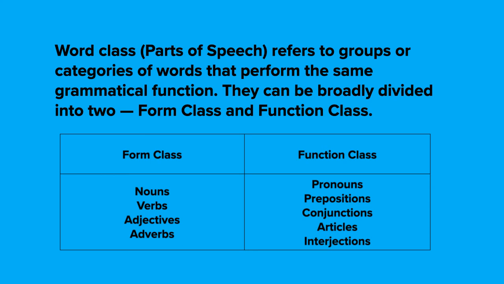So to sum up, word class can also be called parts of speech, and word class just refers to groups or categories of words that perform the same grammatical function. So you group all the words performing the same grammatical function into one category, and that is called a word class, or a particular part of speech. And word class in general can be broadly divided into two: form class and function class. Under form class we have nouns, verbs, adjectives and adverbs, and under function class we have pronouns, prepositions, conjunctions, articles and interjections. Thank you.